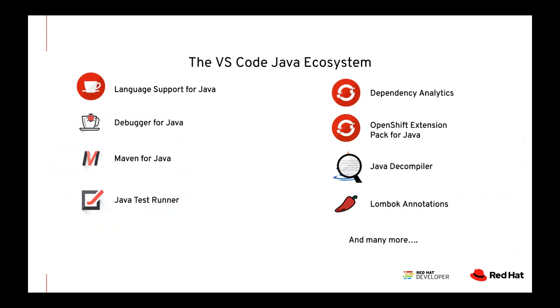Remarkably enough, given the amount of existing IDEs that are out there for Java developers, the VS Code Java ecosystem is quite strong. You can see that there are lots of different things available. Language support for Java, debugger for Java. These are two that are big. Maven and the debugger both come from Microsoft. Dependency analytics, language support for Java, and the OpenShift extension pack for Java are all from Red Hat. And there are a lot of other independent efforts that have come out from third parties.